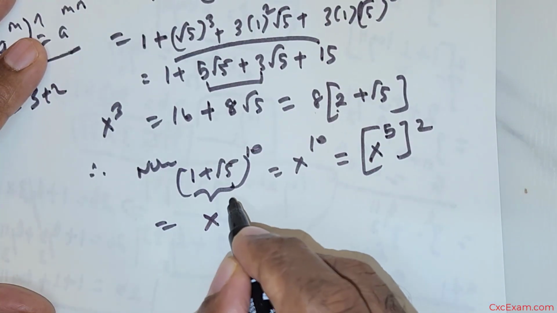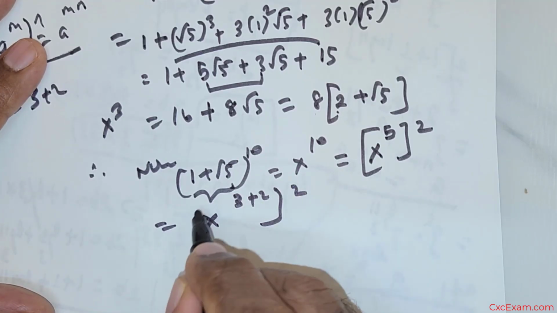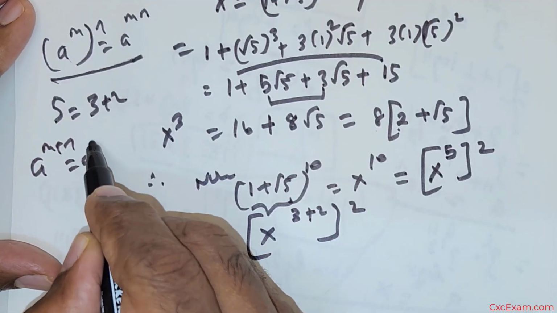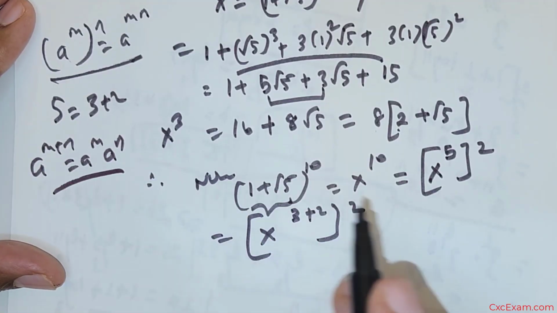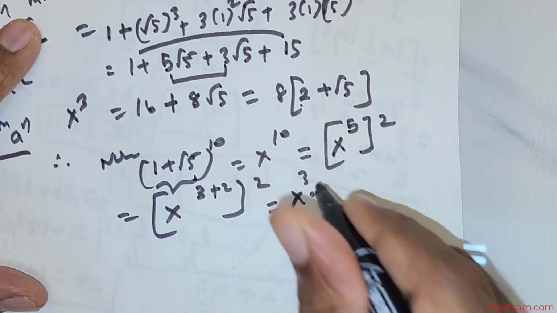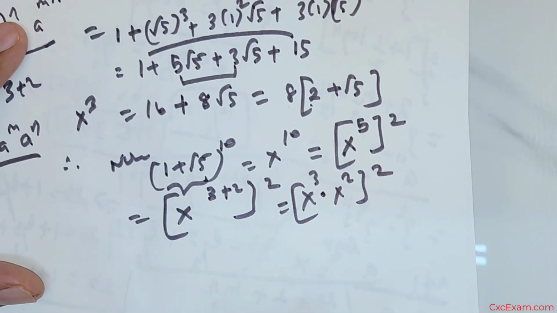Now 5 is actually 3 + 2. So let me write that. This is x raised to the power of 3 + 2. This in turn is raised to the power of 2. Now a raised to the power of m + n is equal to a raised to the power of m times a raised to the power of n. So this is going to be x raised to the power of 3 multiplied with x raised to the power of 2. This entire component is raised to the power of 2.